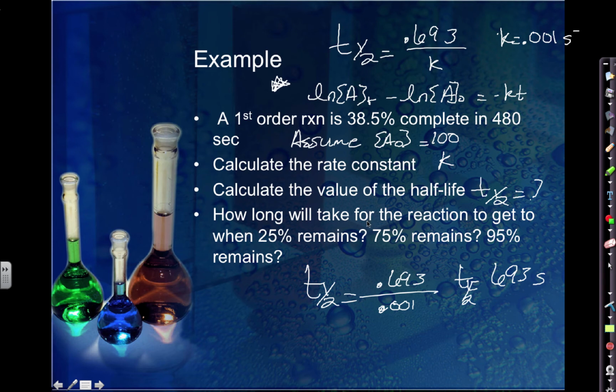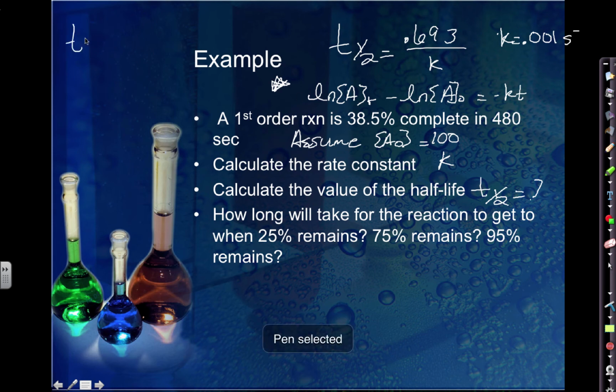All right, so let's look at the rest of it. It says, how long will it take for the reaction to get to the point when you have 25% remaining, 75%, and 95%. Okay, so I know that my half-life is equal to 693 seconds. Well, to get to the point where I have 25% remaining, I can really just think about that. I don't have to plug it into an equation.